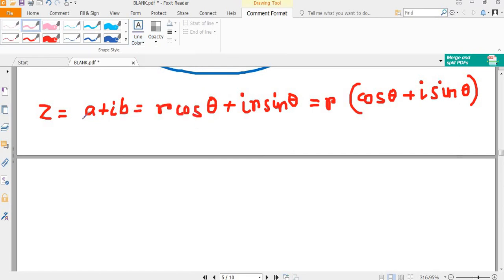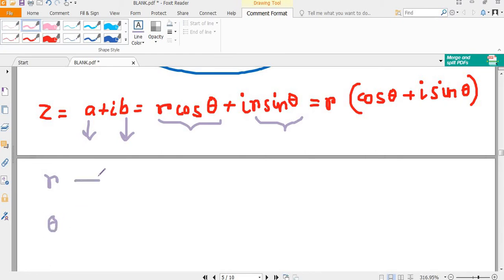Now we know that in a complex number, considering this representation, this part is called the real part and this part is called the imaginary part. But do we have separate names for r and theta? Of course, we have a separate name for r and a separate name for theta.